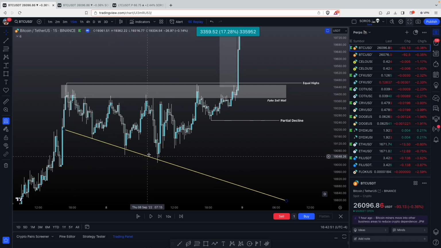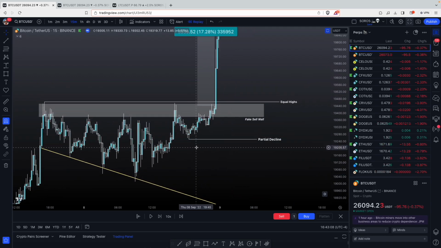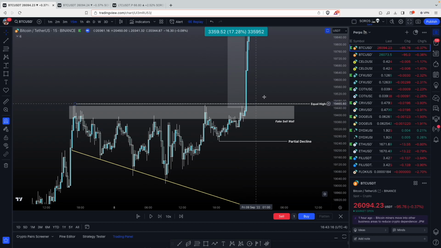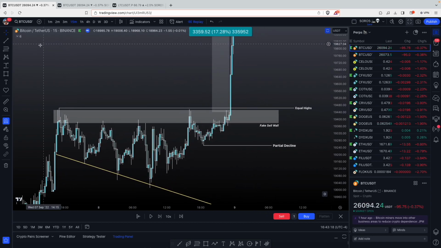You need 5 touch points on the extremities. So it could be 2 up top, 3 on the bottom. But then the idea is after that last extreme touch, when you get that partial decline and it shows an unwillingness to go to the bottom of the wedge, this is where you would enter on the pattern. You could see all it did was rebalance this candle, make a partial decline, and then approach the wall.